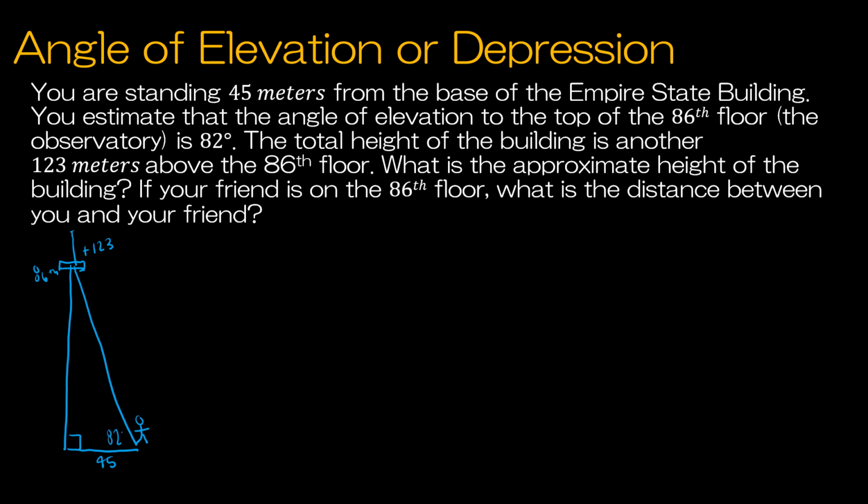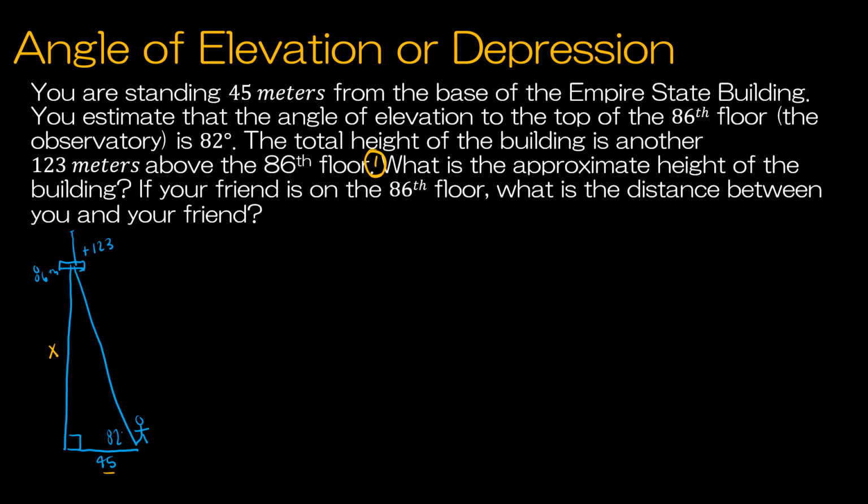So we're going to stop right there. That's question 1. What is the approximate height of the building? How are we going to determine this? Well, we have a degree. We're trying to find this value, and we know this value. So what we have to do is we have to say, okay, we have an angle, and we have the opposite side that we're trying to find, and we have the adjacent side.